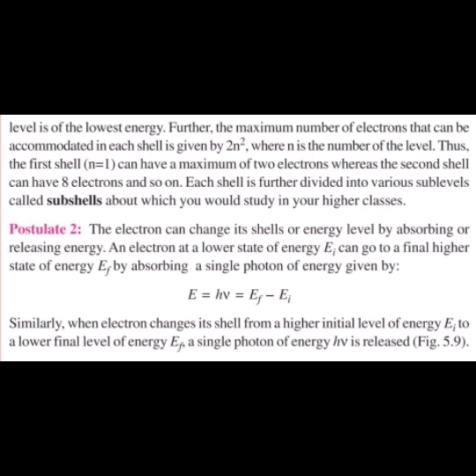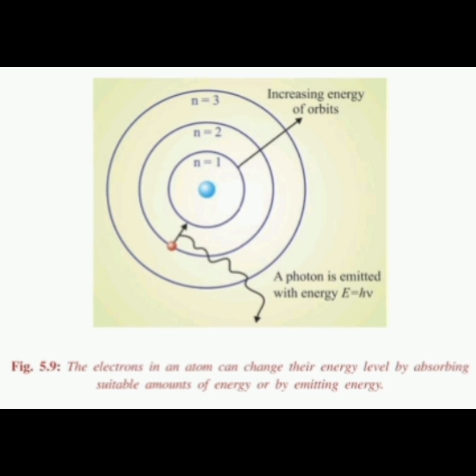That is Figure 5.9. In 5.9, you can see that the electron in the atom can change its energy level by absorbing a suitable amount of energy or by emitting energy. You can see the increasing energy of the orbits, n equals 1, n equals 2, n equals 3, and a photon is emitted with energy E equals hv. So one photon is emitted from the orbit. This is what was found by Bohr and explained in postulate 2.